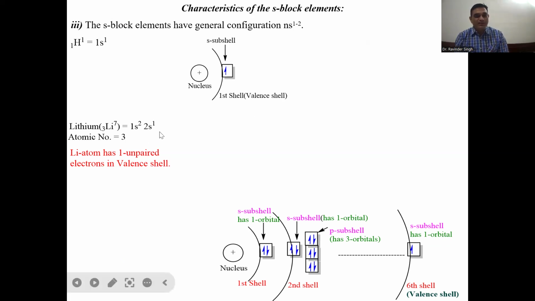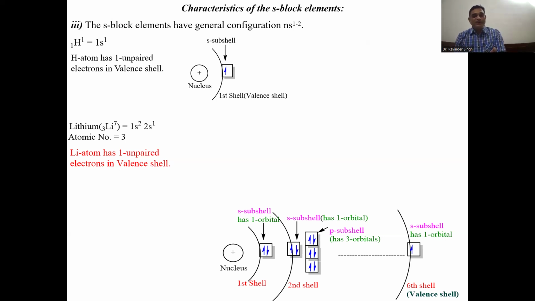So these are the s block elements. And the valence configuration means the number of electrons remains the same in the valence s subshell. In the valence s subshell of hydrogen, there is only one electron. In lithium, there is only one electron in the valence s subshell. So on that basis, we can say the general electronic configuration of s block group 1 elements is ns1.